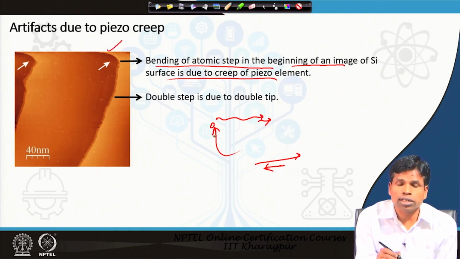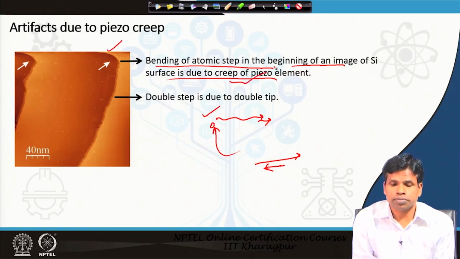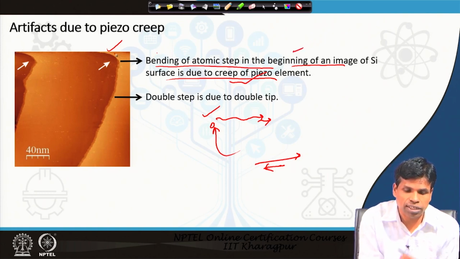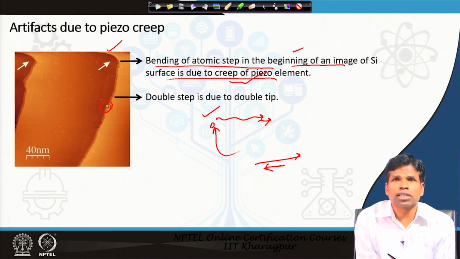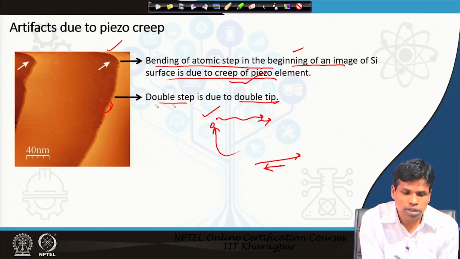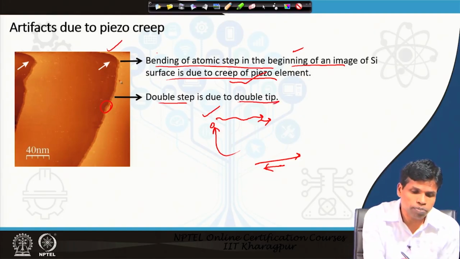So, the piezoelectric scanner does not react instantaneously, but takes time, and that leads to creep or distortion of the image, and in these cases bending is occurring. Similarly, here you see this is a single step, but because of the double tip it is appearing as a double step. It is actually not a double step, but a single step.